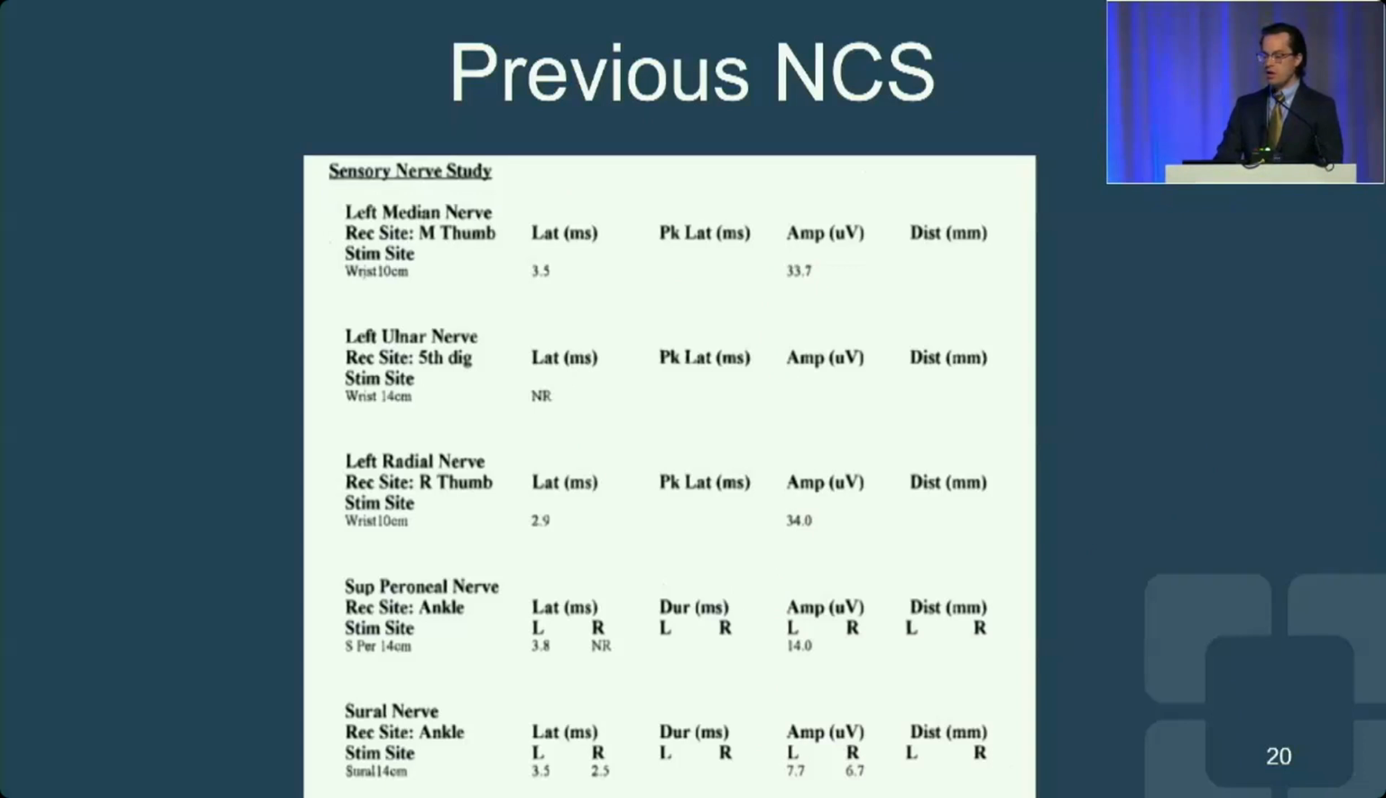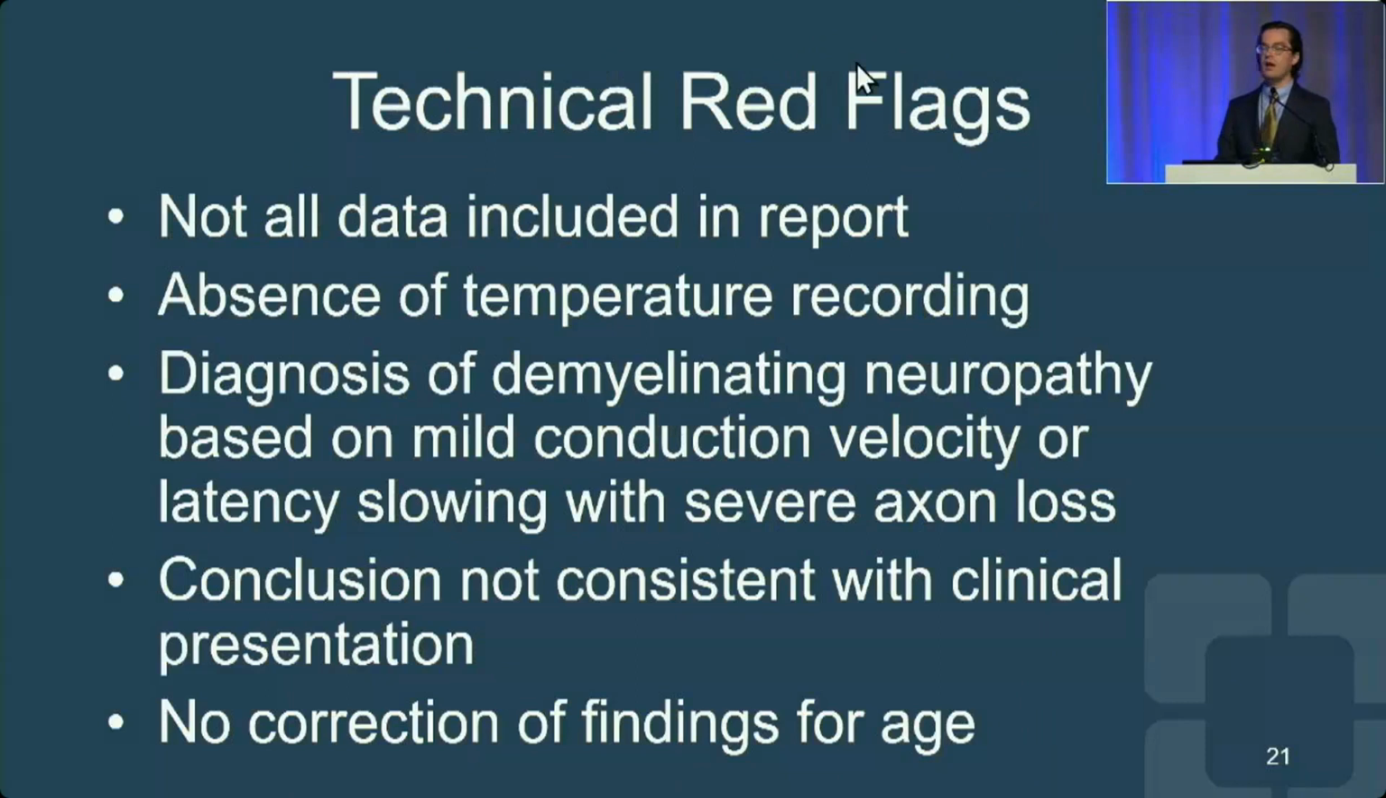So this was it in terms of the data that I got. There was no needle exam that was included, and that's one thing to sort of watch out for. If not all the data is included in a report, again, I think that's a really important quality measure. If there is an absence of temperature recording, that should also be sort of a red flag, especially if the diagnosis of a demyelinating neuropathy is being made based on mild latency prolongations, mild conduction velocity slowings. That could be a temperature effect.